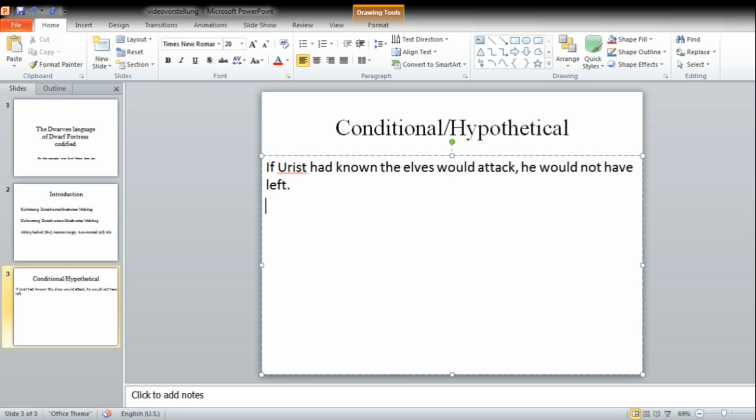So, if Eurus had known the elves would attack, he would not have left. This means we have to say he would not have left first before we say if he. Because remember, this is a conjunction, and conjunctions go between parts of sentences. You can't start a sentence with a conjunction. That doesn't make sense. And if you do it in English, you have to do this comma thing here. Anyway, get on with it, I hear you saying.